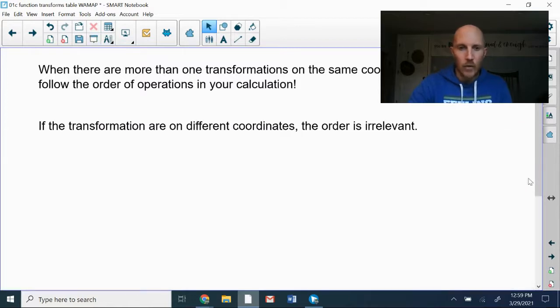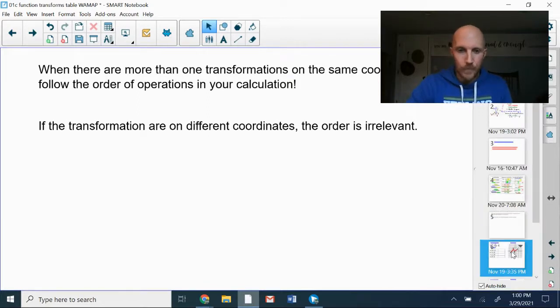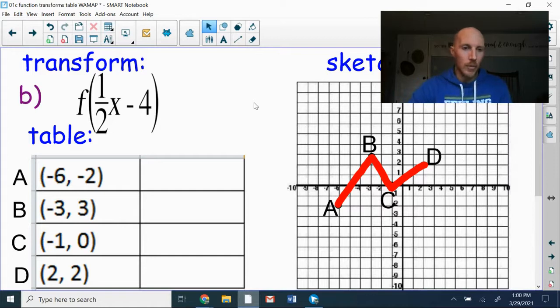If you have transformations which affect different coordinates, like multiplication on the y coordinate, like we saw in the do now, and adding on the x coordinate, it doesn't make any difference what order you apply them because they're affecting different coordinates. So it's just in the case where you've got multiple transformations affecting the same coordinate that we've got to follow the order correctly. So let's do some examples.